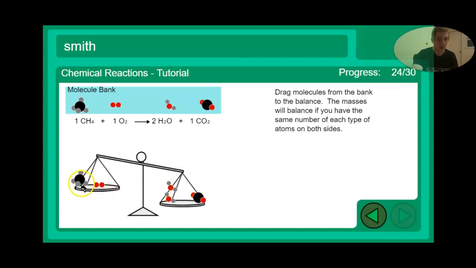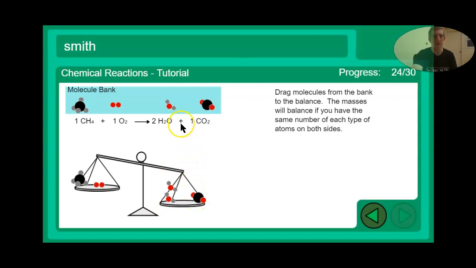So four gray hydrogens in and out. Now I can look at my carbons, one black, one in, one out. Now I need to work on my oxygen. So I have four red oxygens, these two reds and these two reds, and I can see that up here. Two distributes to the one here, so two red oxygens over here. That one distributes to this O2 here, so that's two over there.